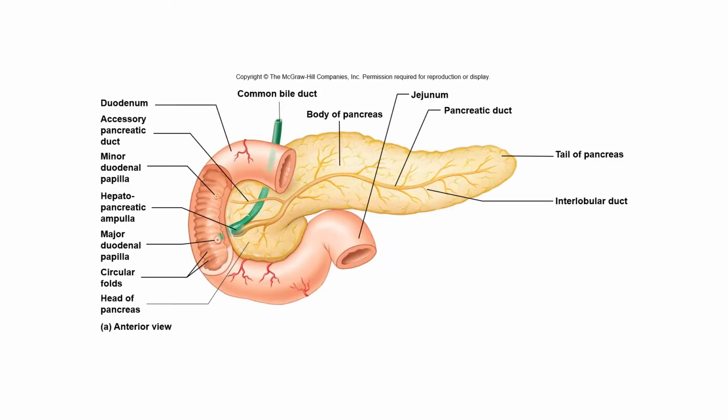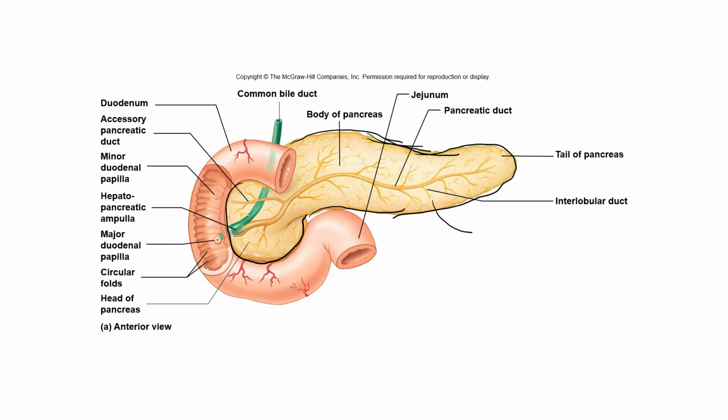The location of the pancreas is intimately associated with that of the duodenum of the small intestine. The head of the pancreas abuts the duodenum. The body of the pancreas follows, and the last part of the pancreas is called the tail, which is in the direction of the spleen.